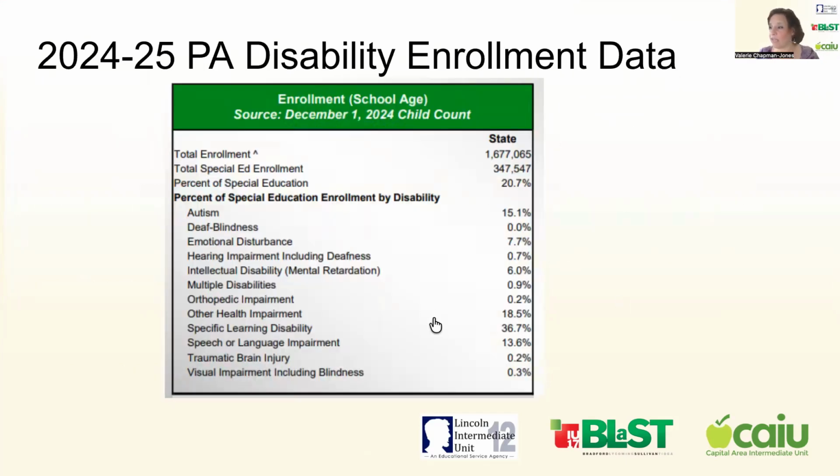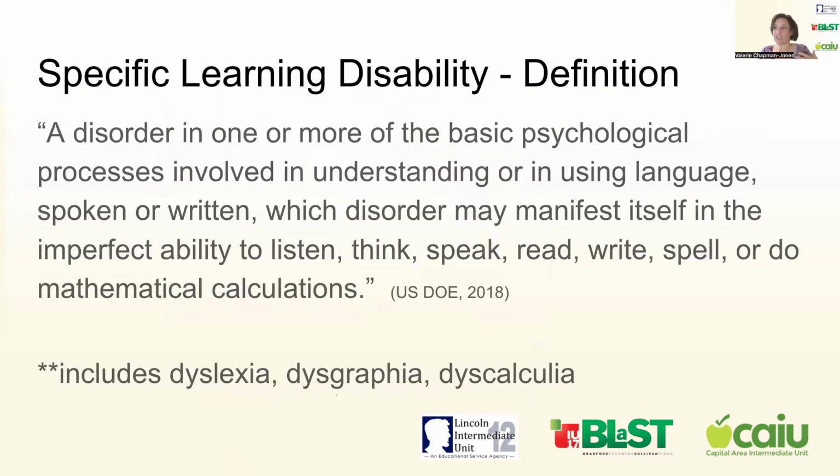You can look here and see 36.7% of our students with disabilities are diagnosed with this type of disability. So, as a paraprofessional, you very likely may be supporting students who have specific learning disabilities. For each of the disability categories, I provide the federal definition of it, and I will give you a second to read over it. So please pause your recording to read over the definition of specific learning disability.